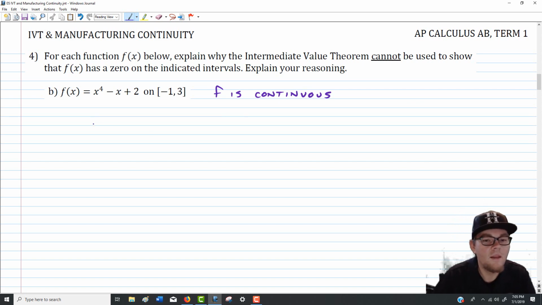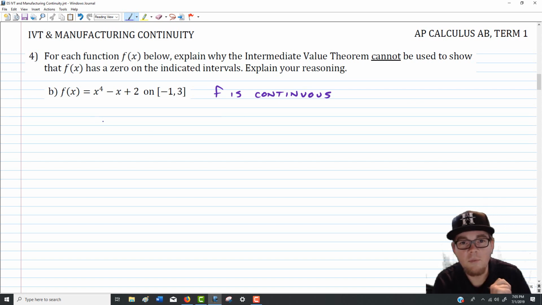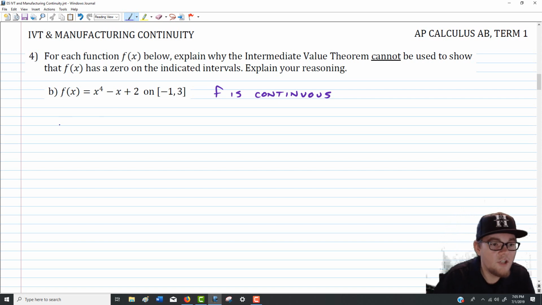Maybe it's a trick question. But there are two properties. That second property is boundedness. So we need to check and verify that f of -1 and f of 3 bound 0, since we want to guarantee that f of x equals 0.